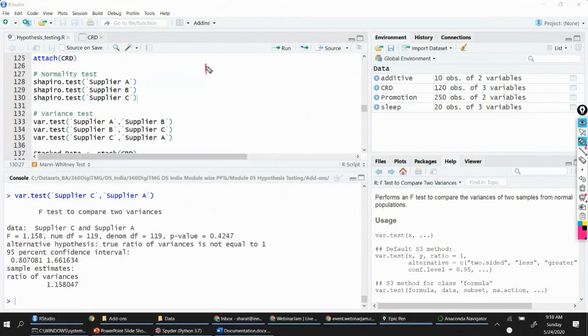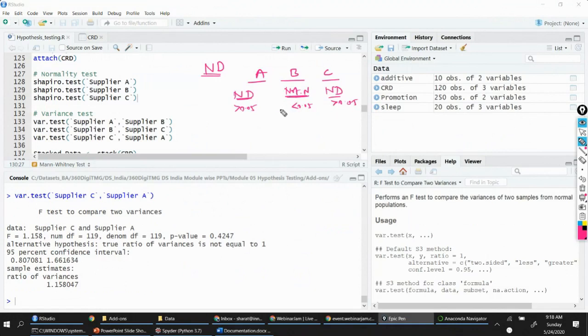People who have joined the session a little late, let me repeat for them. I am checking whether the data is normally distributed or not, and I have three suppliers. Let's say this is normally distributed, this is not normal, assume, and this is normally distributed. That basically means the p-value here is greater than 0.05, here it is less than 0.05, and here it is greater than 0.05, right?